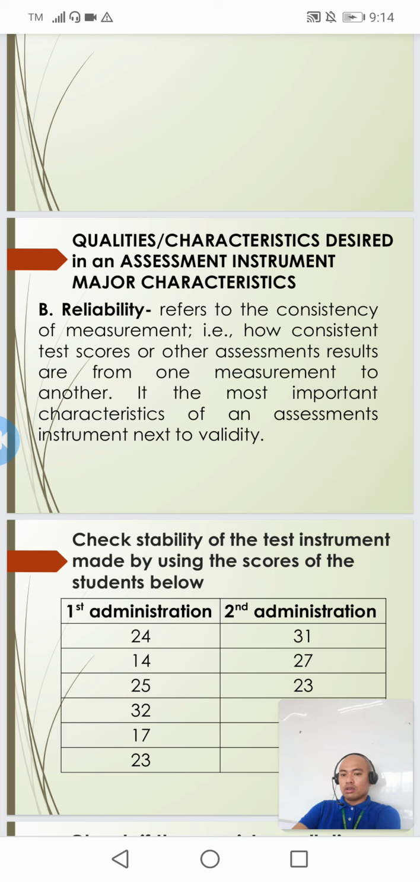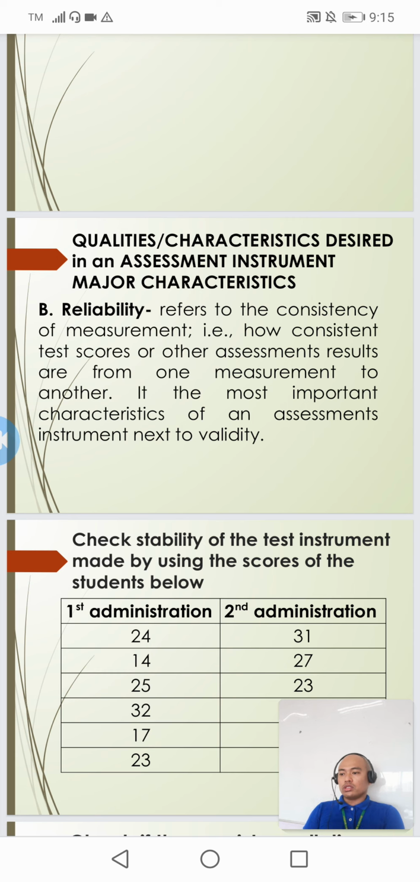Okay? So there are types of reliability estimates, or these are also the methods in achieving high reliability of our classroom test instrument. And one of which is our test-retest measure, of which it measures stability. Okay, test-retest. This is the first method in checking the reliability of our test instrument.